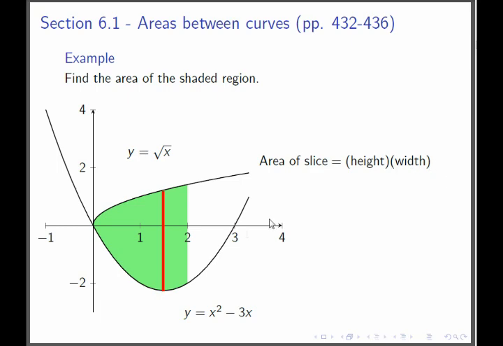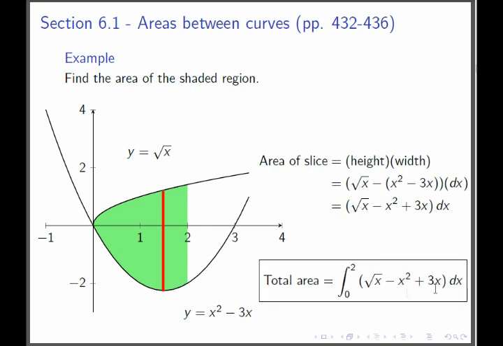Now, its width, I've already said, is dx, but its height I need to compute by looking at this picture here. Now, the y-coordinate of the top of the rectangle here is the square root of x. It's just the formula for this top curve. And the y-coordinate for the bottom of the rectangle is just x squared minus 3x. That's just the formula for the bottom curve. Okay, so its height is the square root of x minus x squared minus 3x, and its width we already said was dx. So if we simplify this, we find that the area of this slice is given by this formula here. And so, to find the total area, we integrate this.